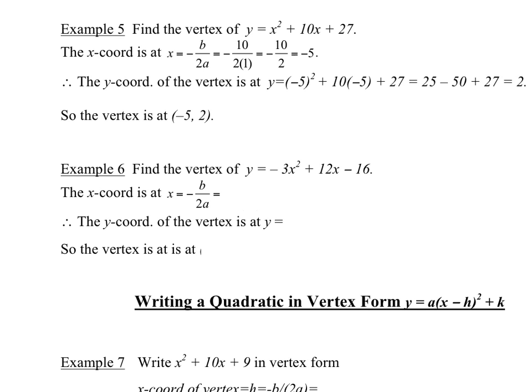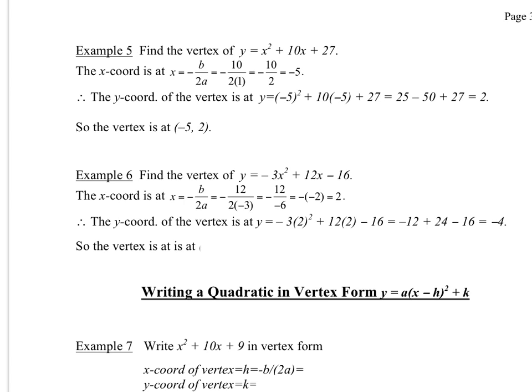In example 6, again take your a equal to negative 3, your b equal to 12, put them into this formula. What we should get when you do that is 2, and then take your value of 2, put it in place of the x here and here, and what you should get as a result, and again I have to adjust this for you a little bit, is negative 4. So the vertex in this example is going to be 2, negative 4.